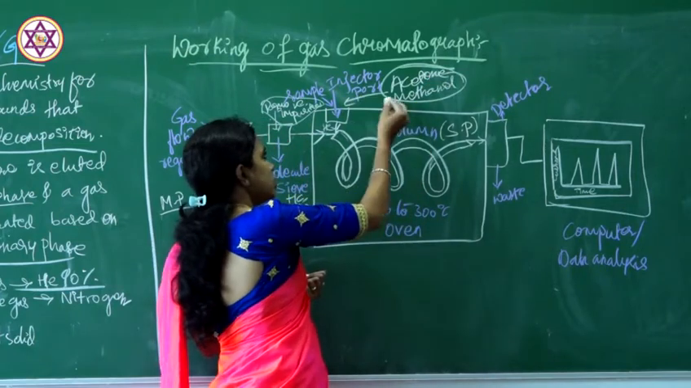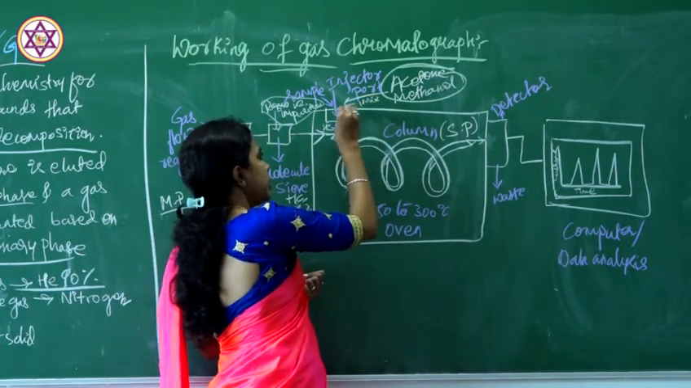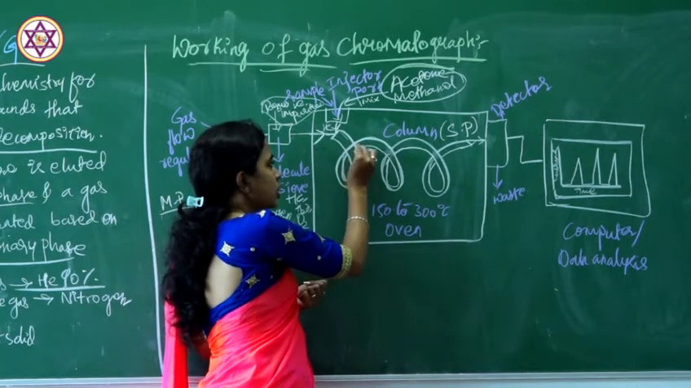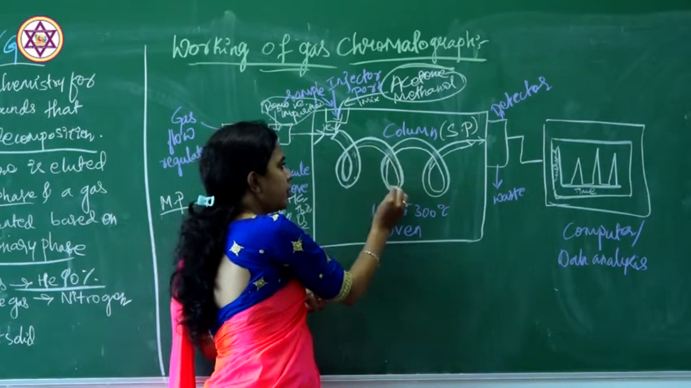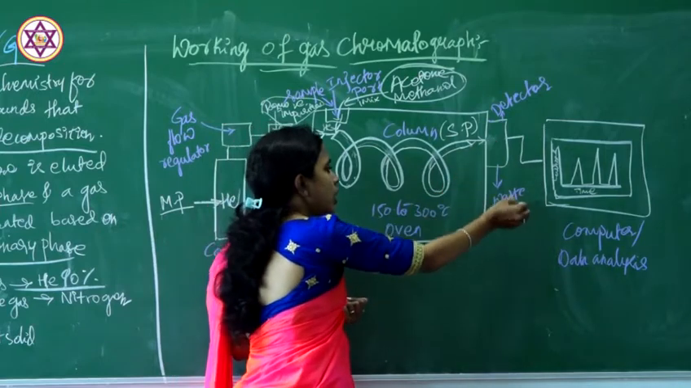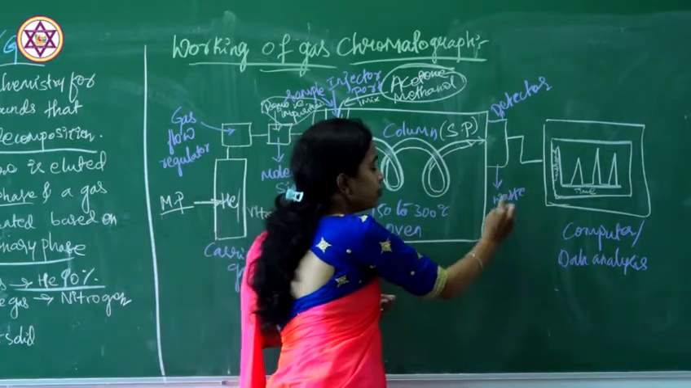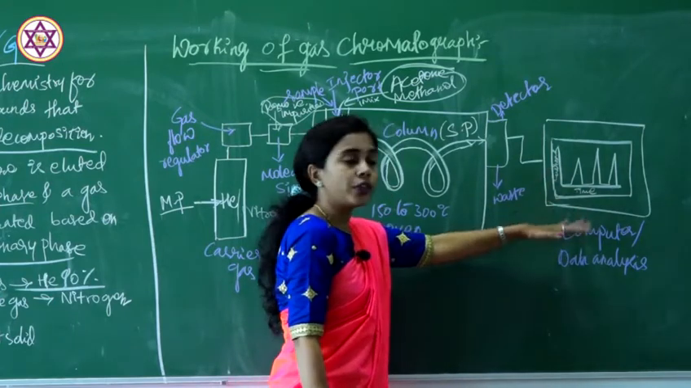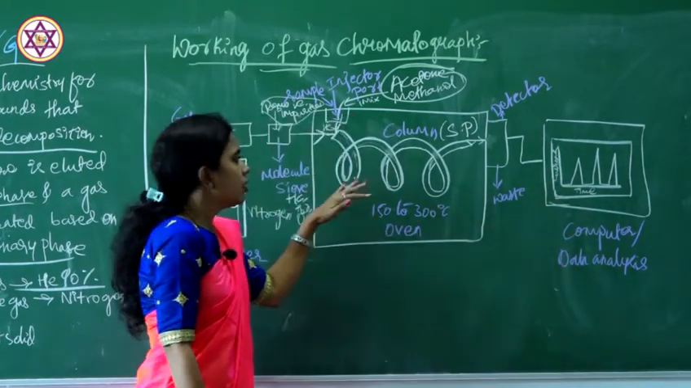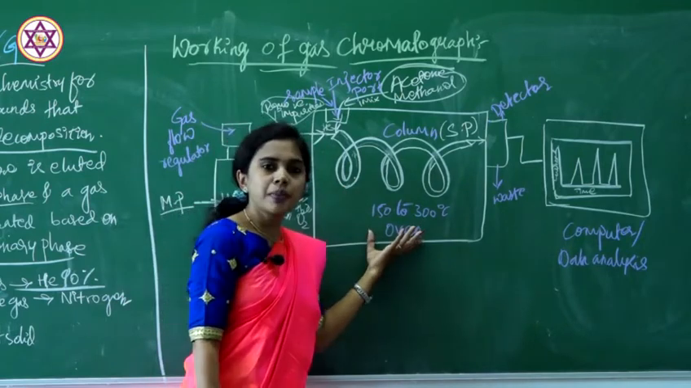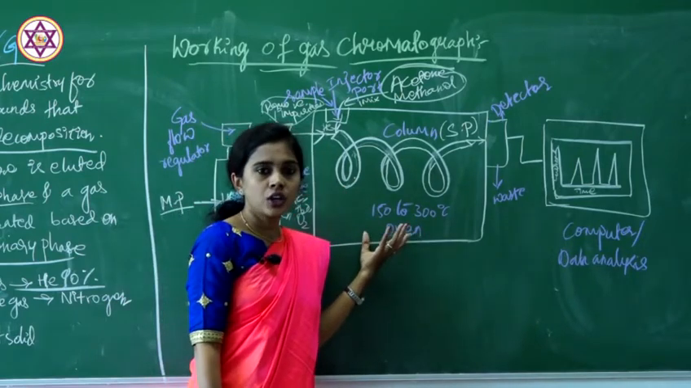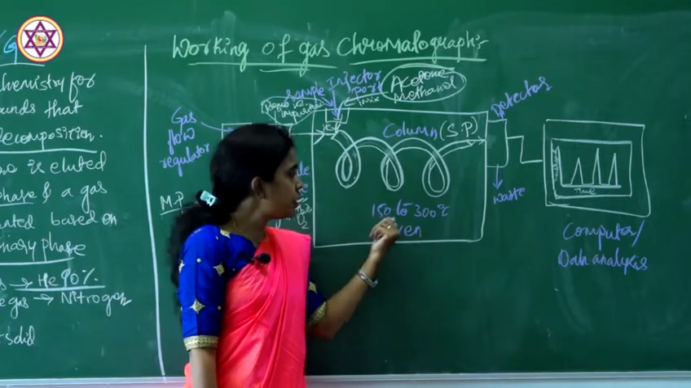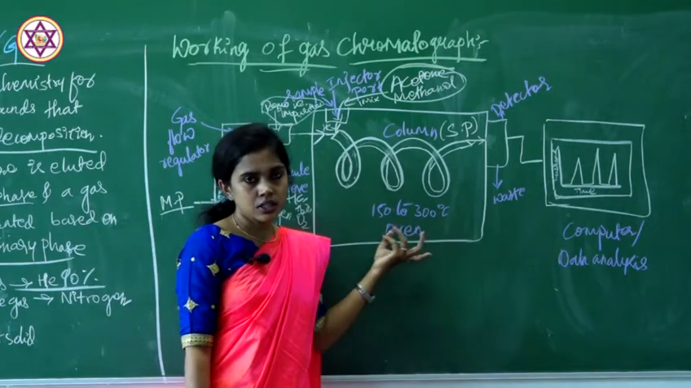This mixture I am going to place here in the sample, and as it goes here it will come to the column and reach the detector, and waste will go off, and we are going to get the graph here on the computer. This column is maintained at a constant temperature, that is 150 to 300 degrees Celsius.